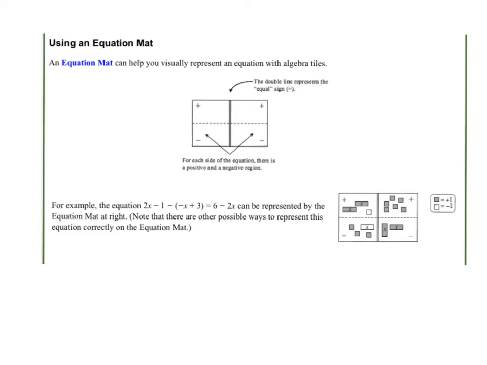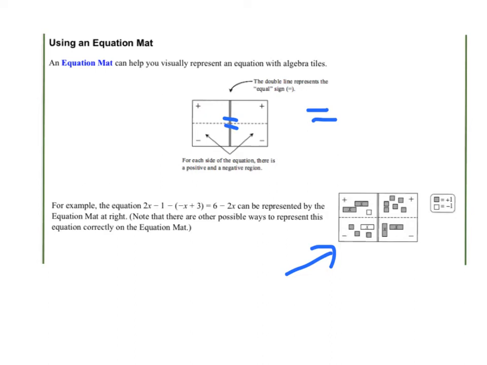Hello. This lesson is on using an equation mat. An equation mat is just like the expression mats that we've been using, with the exception that in the center there's a double line which represents an equal sign. So whatever's on one side of the mat is equal to what's on the other side. And here we see an example of an equation placed on the equation mat at the right.